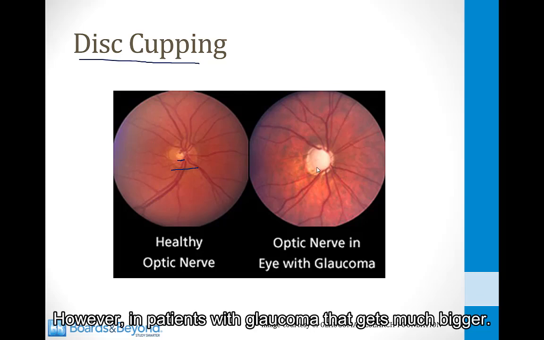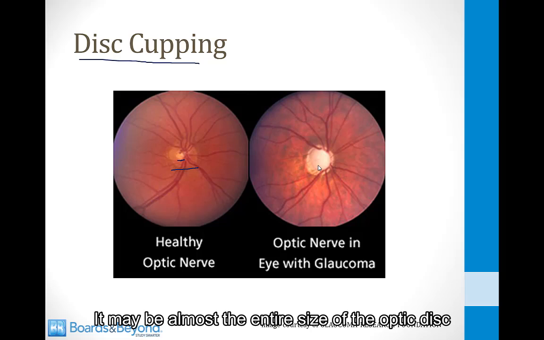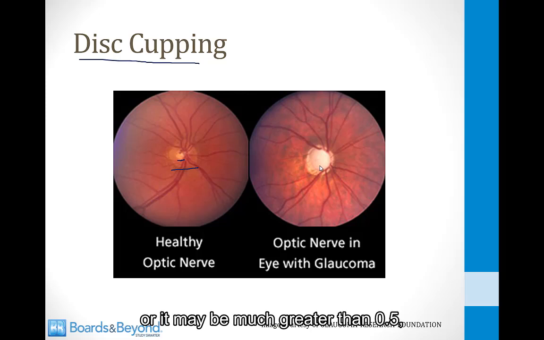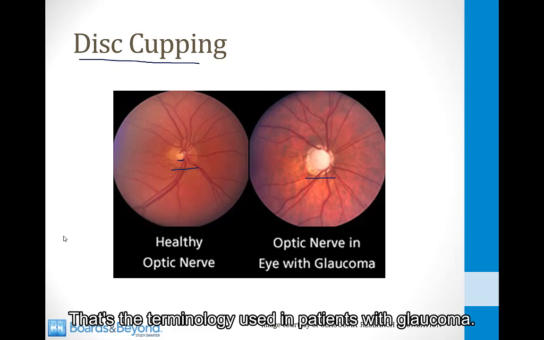However, in patients with glaucoma, that gets much bigger. It may be almost the entire size of the optic disc, or it may be much greater than 0.5, and that's called disc cupping. So you see an increased cup-to-disc ratio, that's the terminology used in patients with glaucoma.